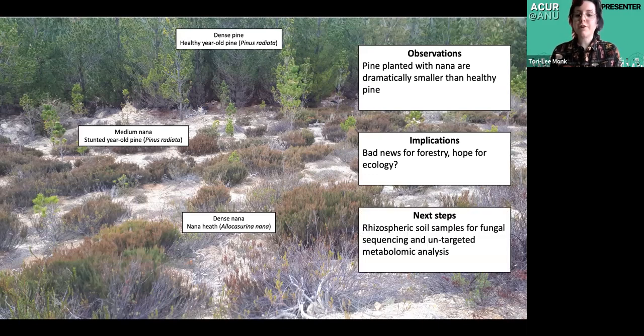We took rhizospheric soil samples, the rhizosphere being the soil located around and most closely influenced by plant roots. The soil samples were then sent for DNA sequencing for fungal community analysis, as well as untargeted metabolomic analysis to see what potential allelochemicals we may find.